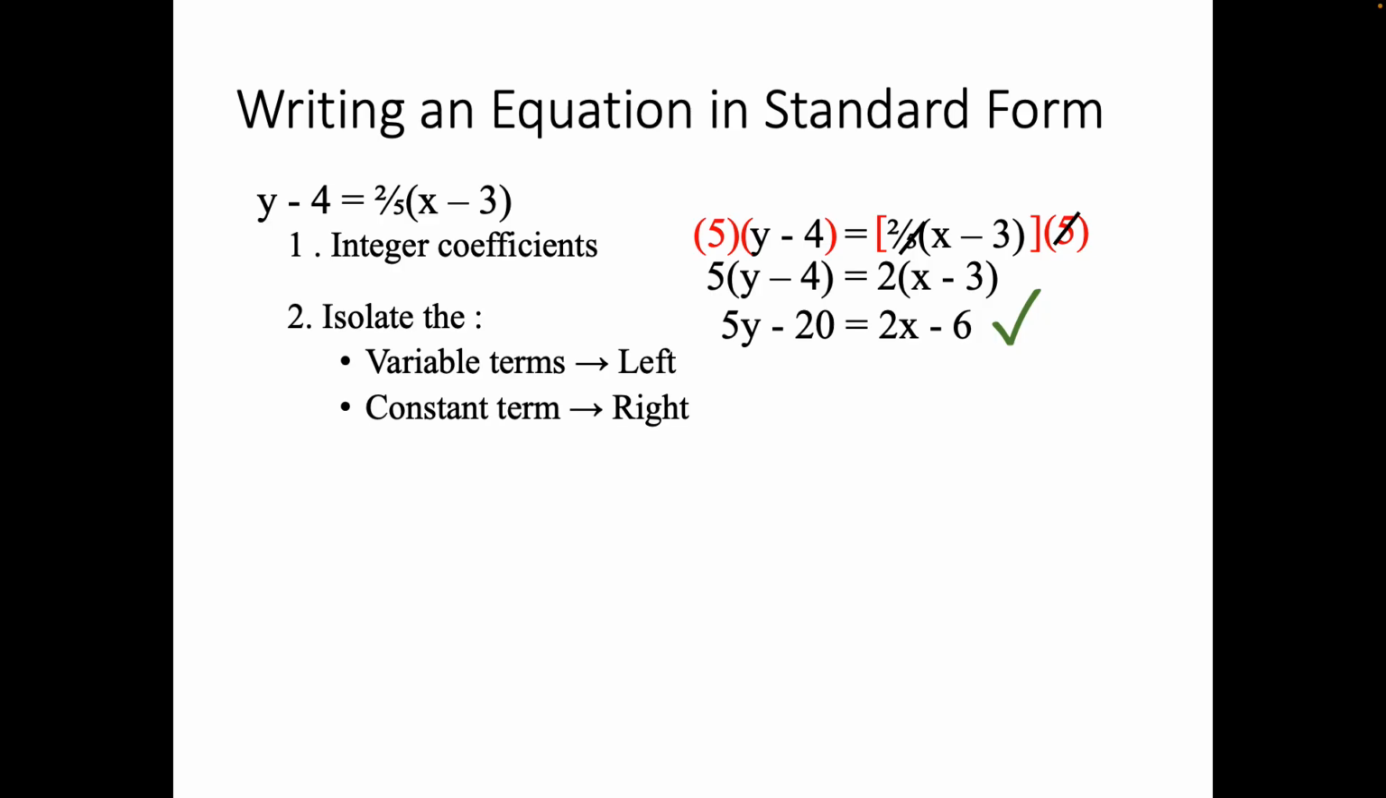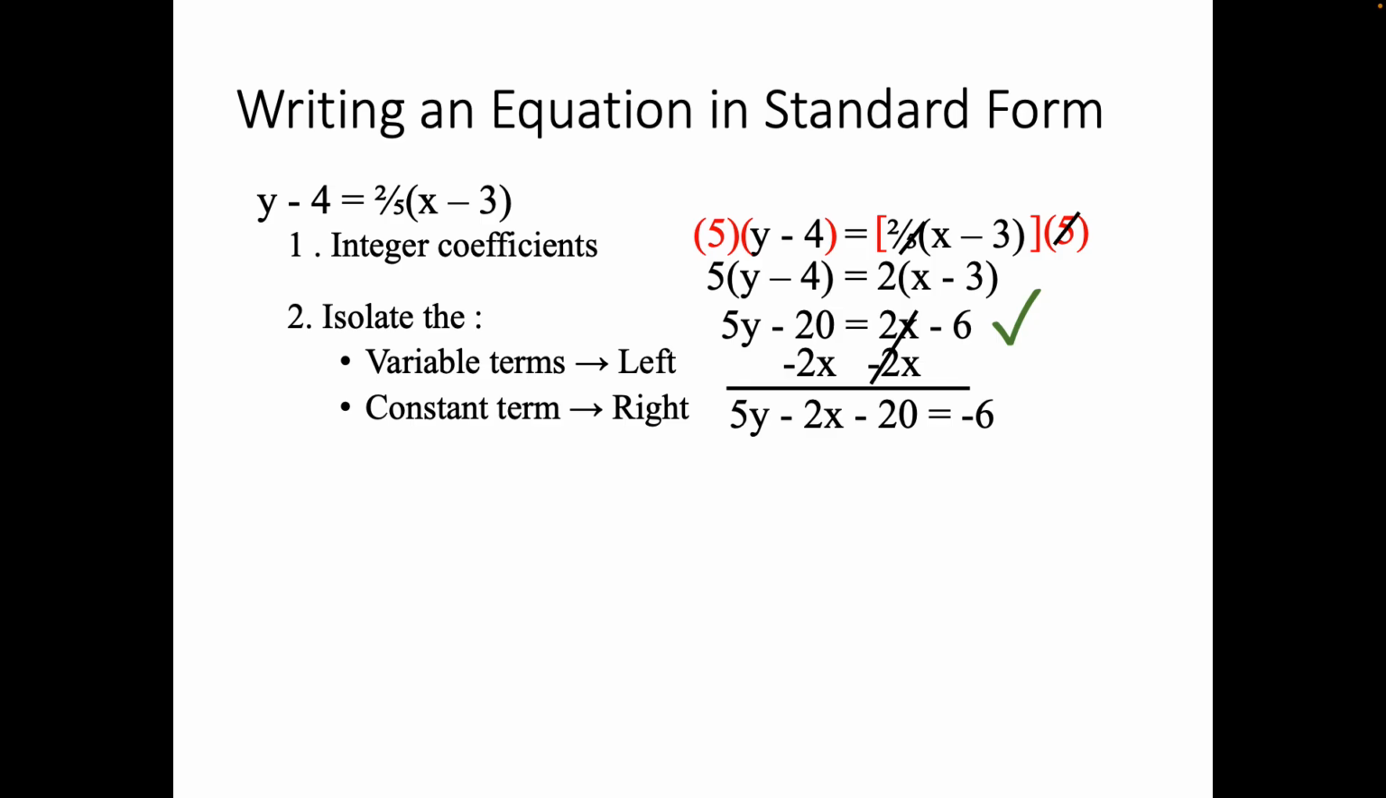Step 2 is to get my variables on the left and my constants on the right. So to get my variable on the left, I have a 2x over on the right. So if I subtract both sides by 2x, those 2x's will cancel. And on the left, I'll have 5y minus 2x minus 20. And on the right, I'll have just negative 6.